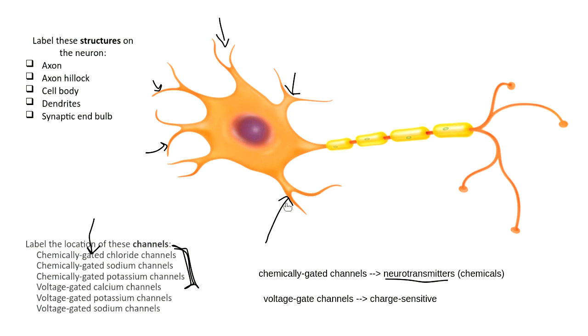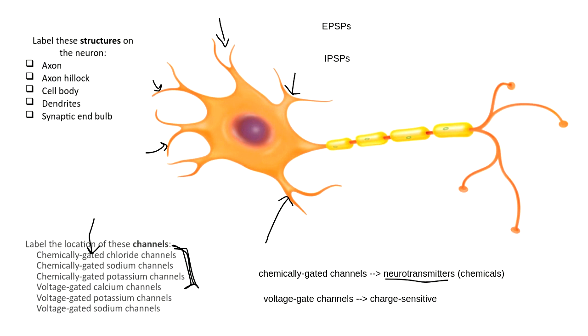So, chemically gated channels are found all over the dendrites. Some of those channels, when they open up, let in chloride. Some of them let in sodium. Some of them spit out potassium. But all of them open with different chemicals. That's what a chemically gated channel does. Chemically gated channels help me to create what are called EPSPs and IPSPs, and we talked a lot about these in office hours last week.